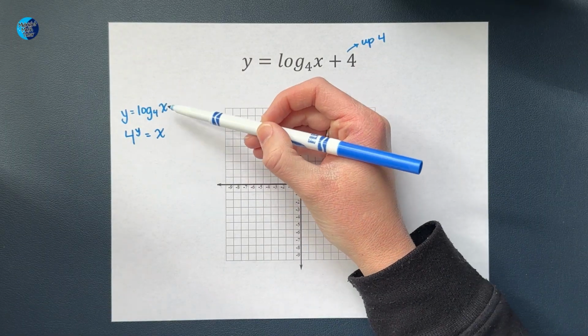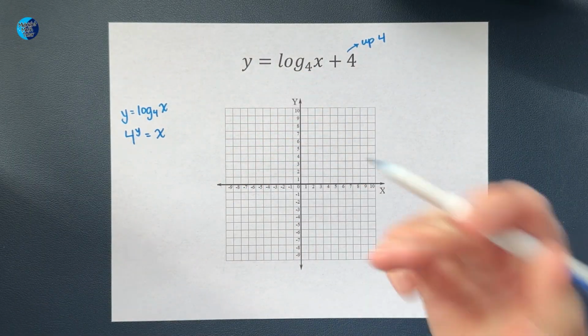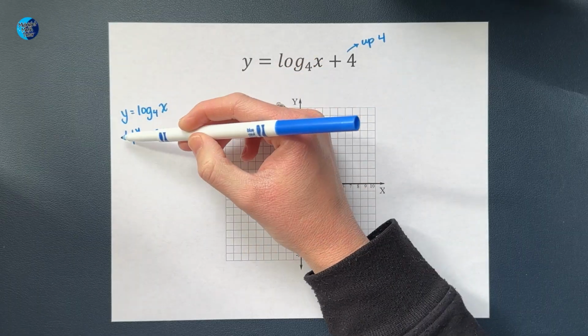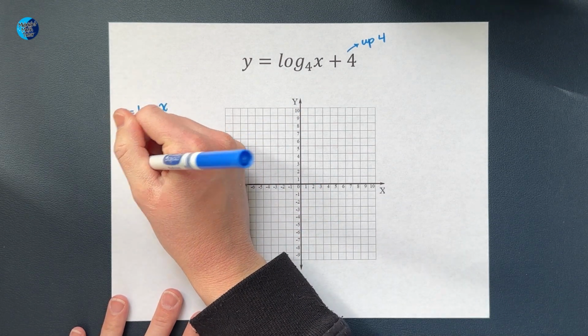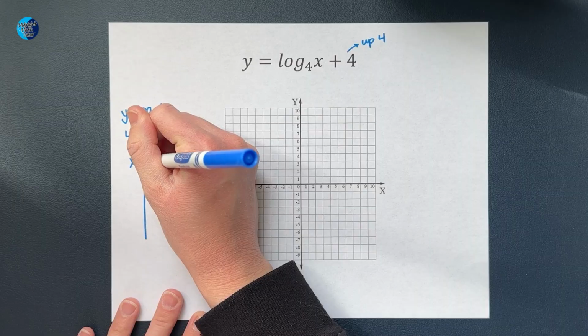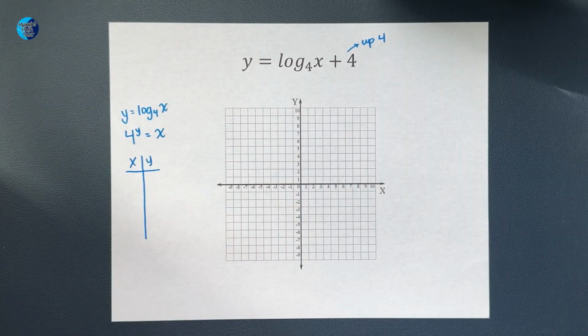Now, these two are the same thing. If you pulled out your graphing calculator, plugged this into one line, this into the other line, it's the same graph. Okay, so I'm not changing the graph. I'm just making it a little easier for me to plug in numbers. So now we're going to make our table and pick a few numbers to plug in.